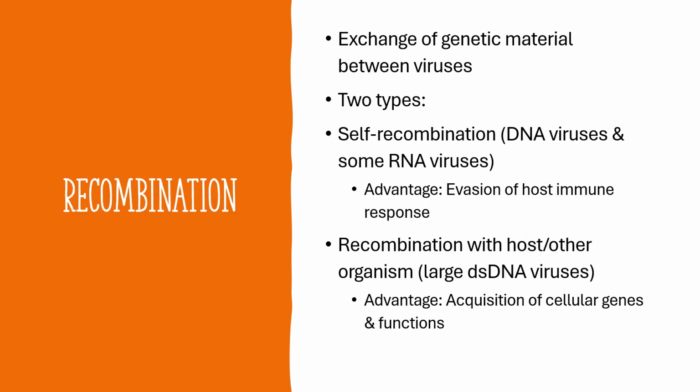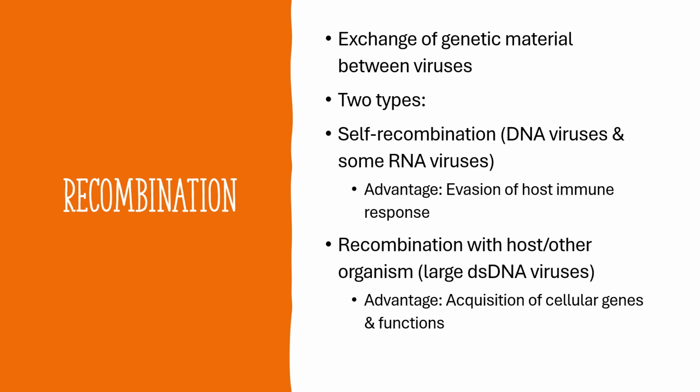Genetic recombination is the exchange of part of genome between two genetic entities. There are two kinds of recombinations, self-recombination and recombination with the host. Self-recombination occurs when two closely related viral genomes recombine by homologous crossing over. This happens for DNA viruses and is very common in prokaryotic viruses.